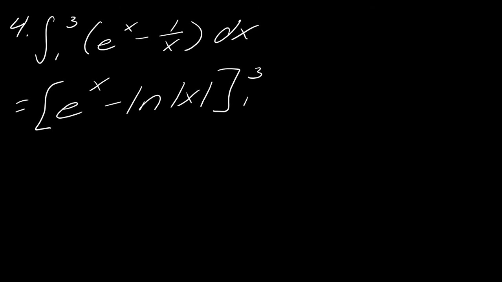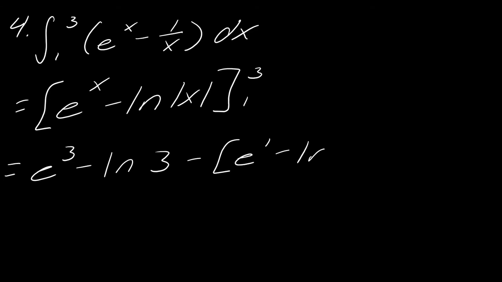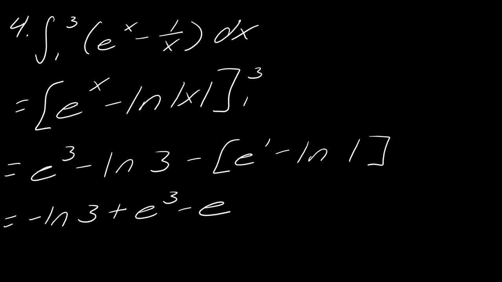Okay, so from here, now I can just plug everything in. This one's nice and straightforward, I guess. So let's see, I've got this, and then I'll subtract off e to the 1 minus the natural log of 1. Okay, so then I can simplify some of these things. This becomes negative natural log of 3 plus e to the 3rd minus e. The natural log of 1 is just 0, so we're done.